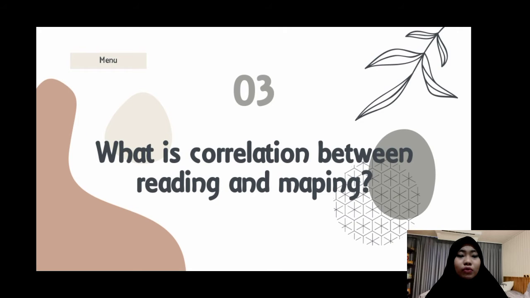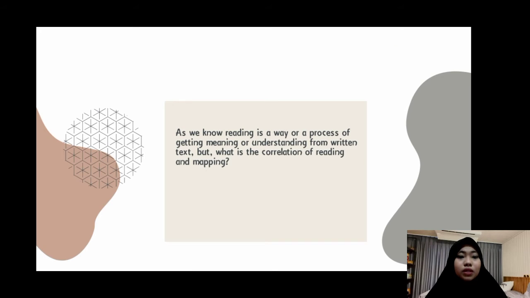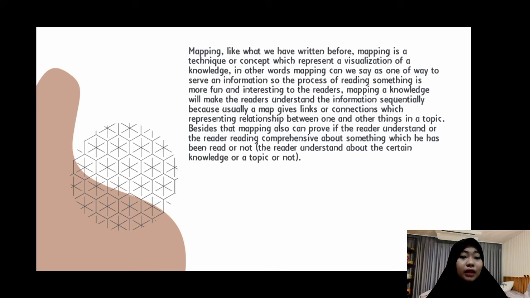Next, reading and mapping. What is the correlation? As we know, reading is a way or a process of getting meaning or understanding from written text. But what is the correlation of reading and mapping? Mapping, like we have said before, is a technique which represents a visualization of knowledge. In other words, mapping can be said as one way to serve information, so the process of reading something is more fun and interesting to the readers.